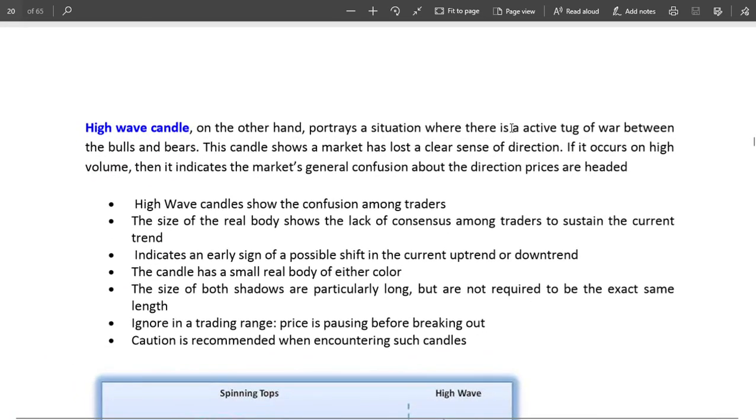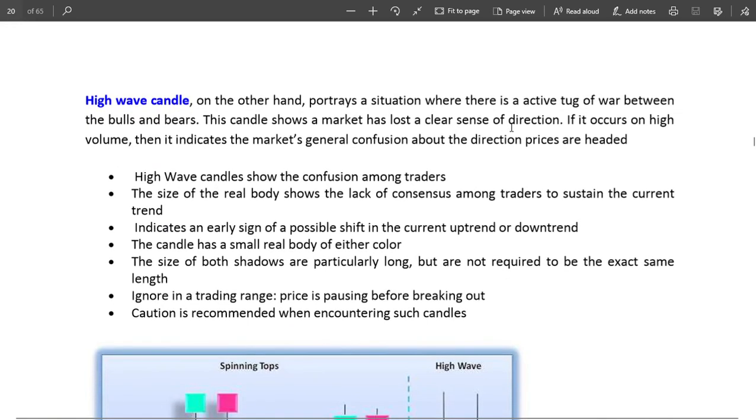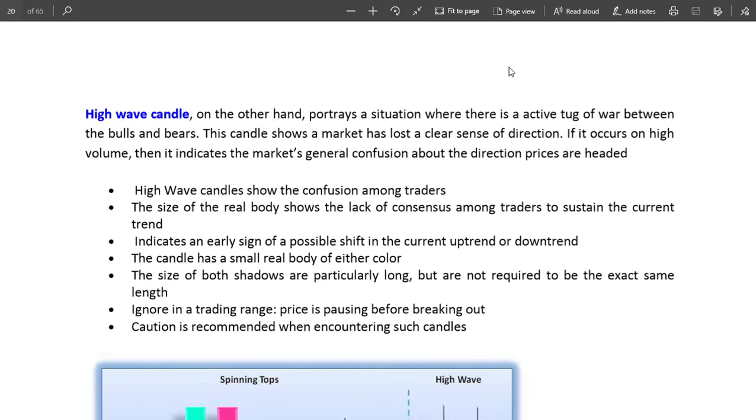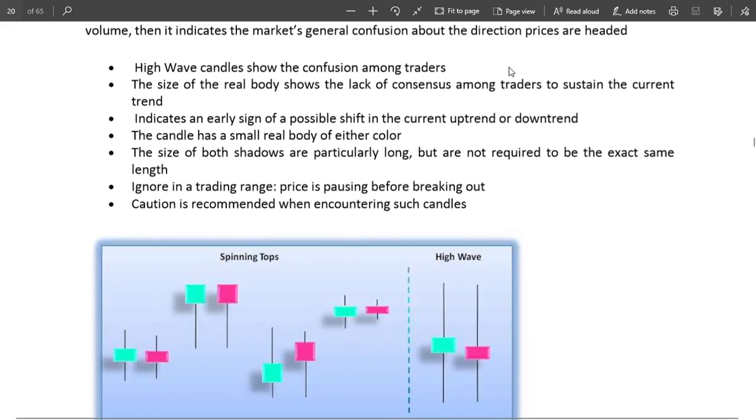The high wave candle, on the other hand, portrays a situation where there is an active tug of war between the bulls and bears. This candle shows the market has lost a clear sense of direction. If it occurs on high volume, then it indicates the market's general confusion about which direction price is headed. This is like a spinning top as well. It shows a confusion between buyers and sellers. They don't know which direction price wants to go, so they are just fighting their way through.